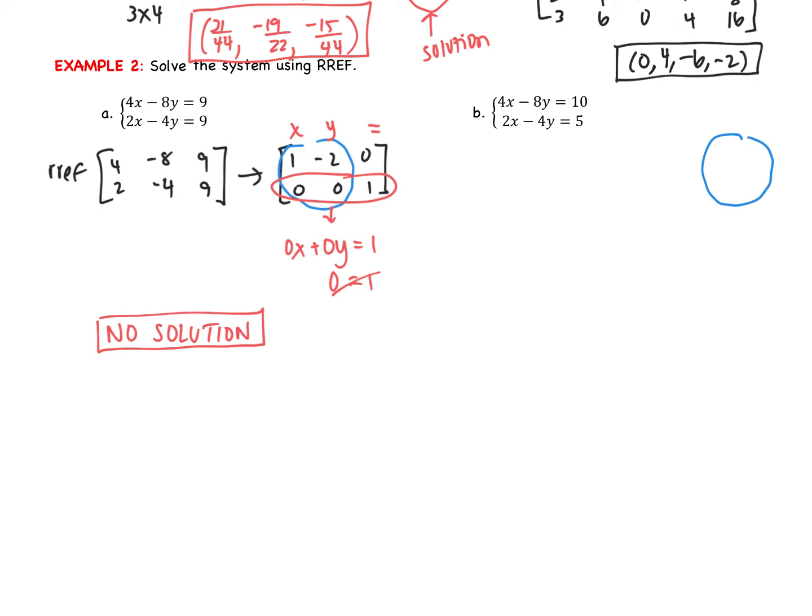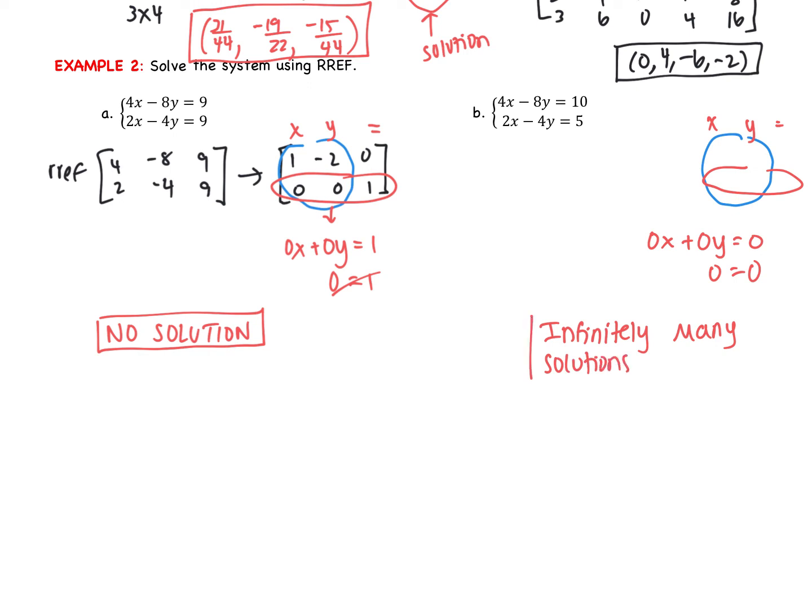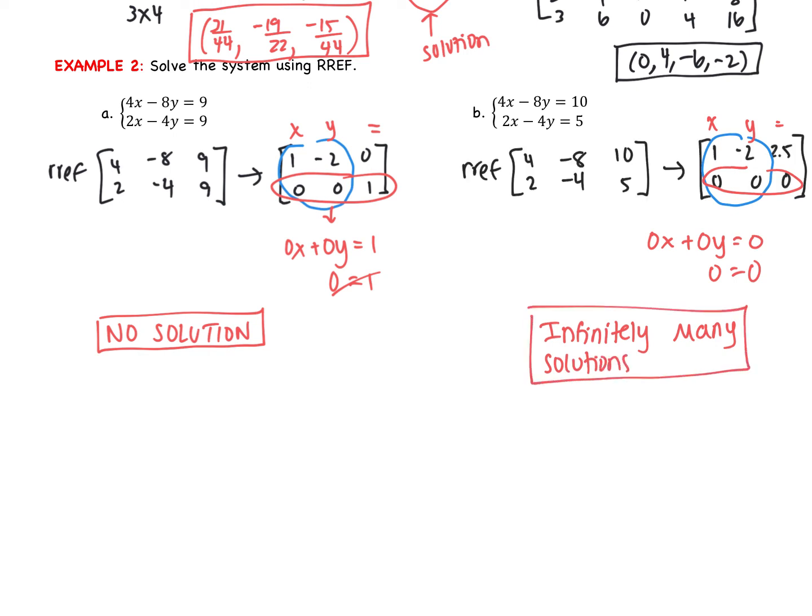If we follow the same idea for B, again, it's x, y equals. So this time we get 0x plus 0y equals 0. 0 equals 0. What does that mean about our system? Close, not all solutions, but infinitely many solutions. So always pay attention if you don't get the identity, if you don't get the ones and the zeros, it's either no solution or infinitely many, and you decide by looking at the last row.